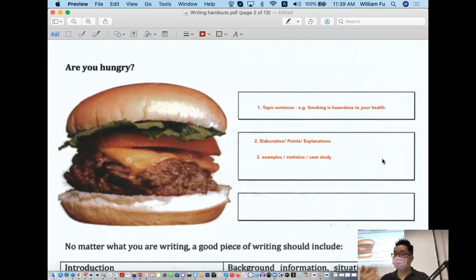So in a paragraph, I repeat, first of all, you have to have a topic sentence. Then you need to have, are you feeling cold? Yes, okay, me too.